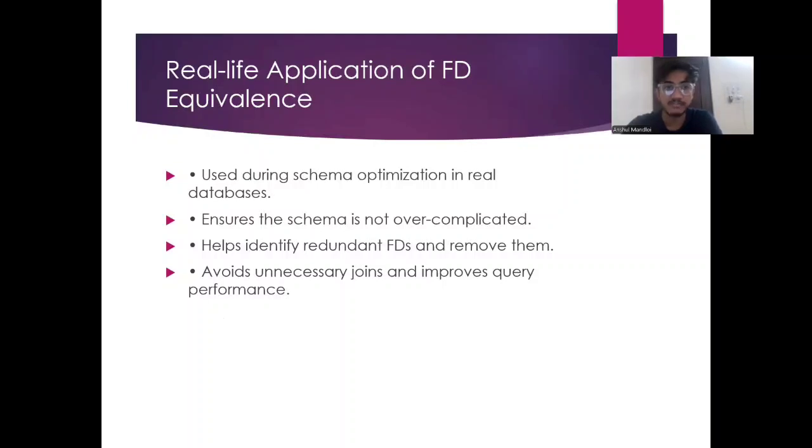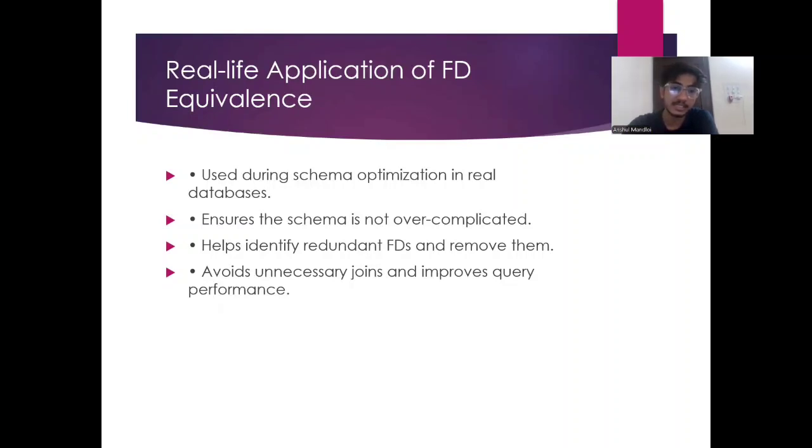Now we can see some real life applications of functional dependencies. Here are some points we can go through. FD is used during schema optimization in real databases. When we have real databases, they always have some schema, so this application of FD helps in optimization of those schemas. Also, it helps in ensuring that the schema is not overcomplicated, because if the schema is overcomplicated, we will not be able to understand the database.